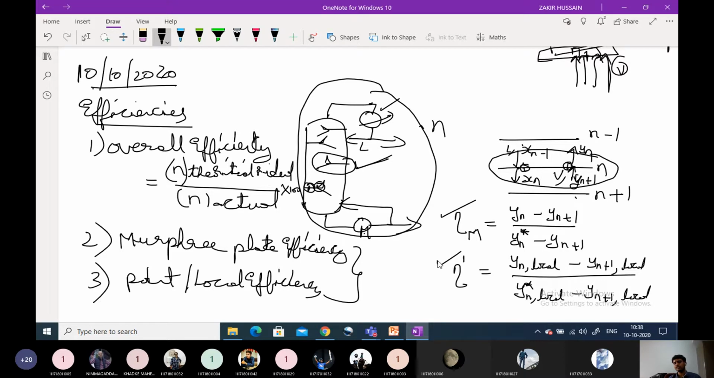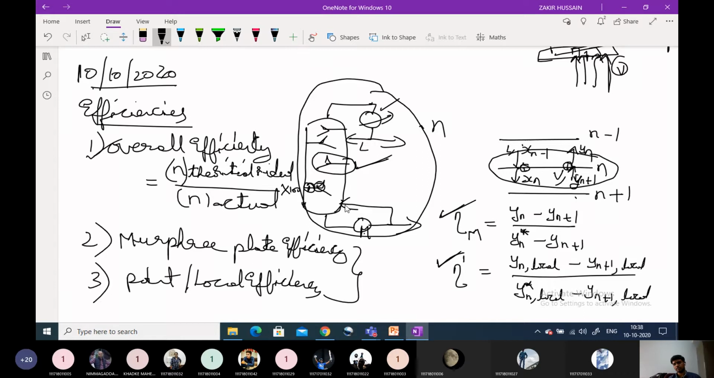Point efficiency is not used many times, only on special occasions, but the Murphy plate efficiency as well as the overall efficiency are frequently used in industries to see whether our desired target has been achieved or not. So these two efficiencies, Murphy efficiency and overall efficiency, are very important. But in your old question papers, they ask you to explain the types of efficiencies.